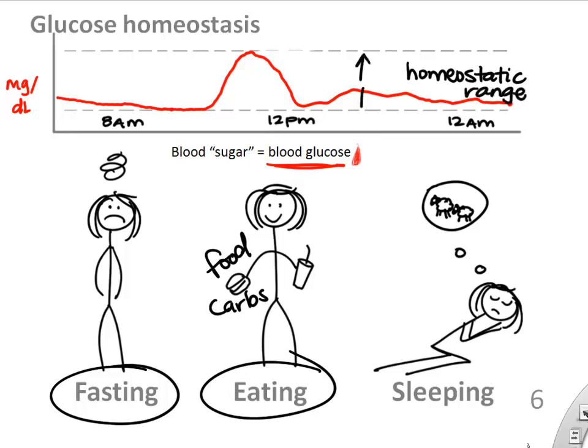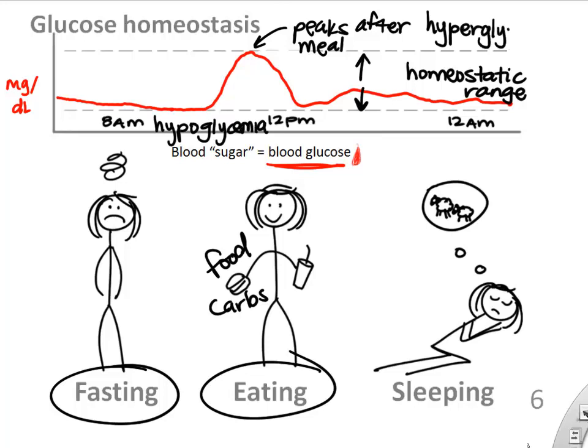So the stability of our blood glucose within this homeostatic range is glucose homeostasis. Glucose usually peaks after a meal and is lowest after you've been sleeping or fasting. High blood glucose is called hyperglycemia, and low blood glucose is called hypoglycemia. Hopefully, neither of those will occur if we're maintaining our blood glucose correctly.